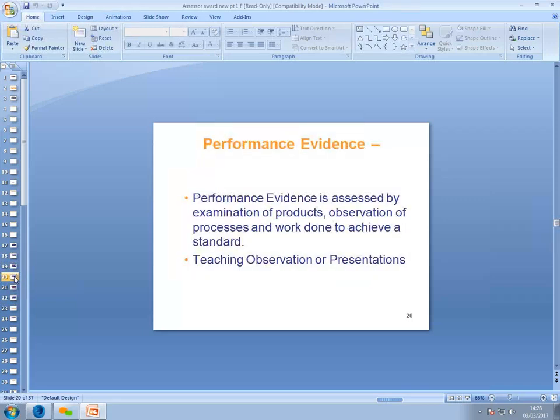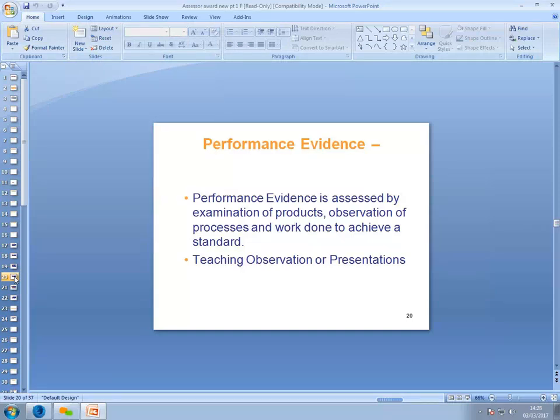Performance evidence is assessed by examination of products, observation of the process, and the work done to achieve a standard. In terms of practical work, that can be observing somebody, in motor vehicle work, changing a wheel or a tyre. So it'll be an observed practice.